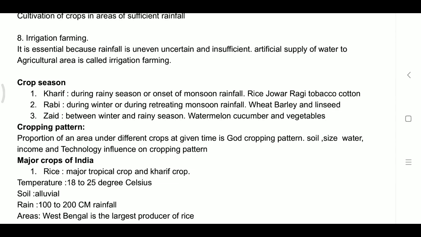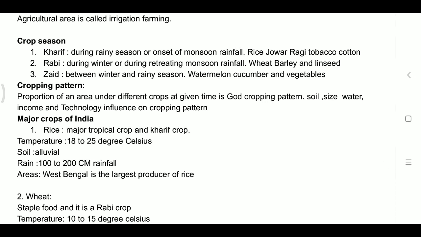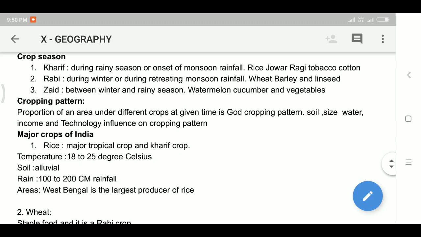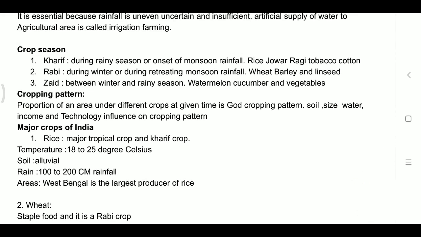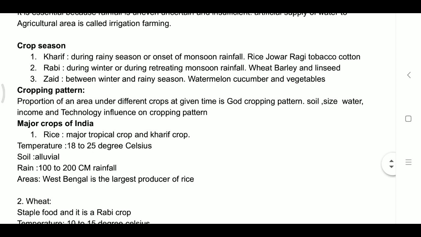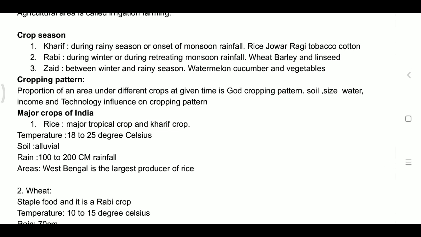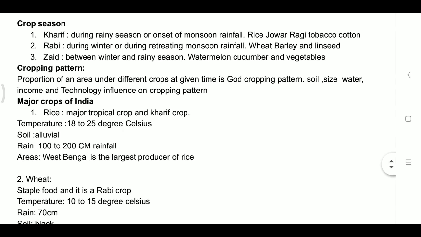And crop season. There are three types of crop season: Kharif, Rabi, Zaid. Kharif during rainy season, Rabi during retreating monsoon season, Zaid between Kharif and Rabi, that is Zaid during summer. Here we have to remember which crops are related to which season. Rice, that is Kharif, wheat, Rabi, watermelon and cucumber, Zaid.